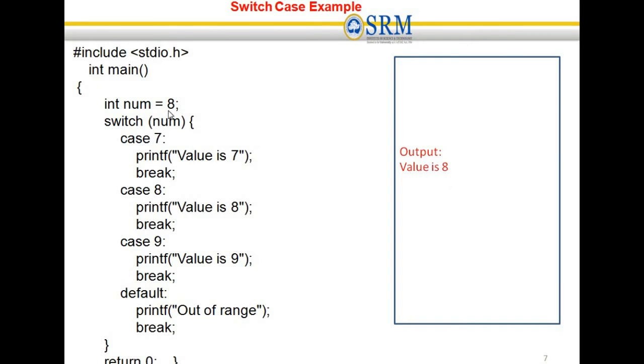If I give number equal to 9, case 9 will be executed. If I give the number 10, the default will be executed as it is out of the range. Then it will return the value. So this is about the switch case.